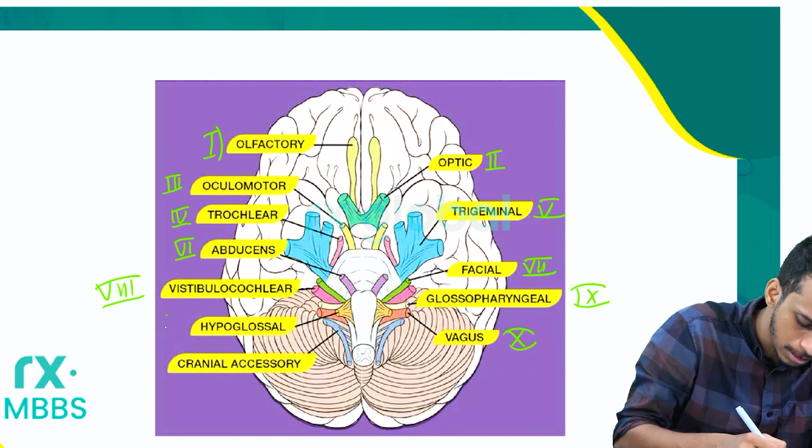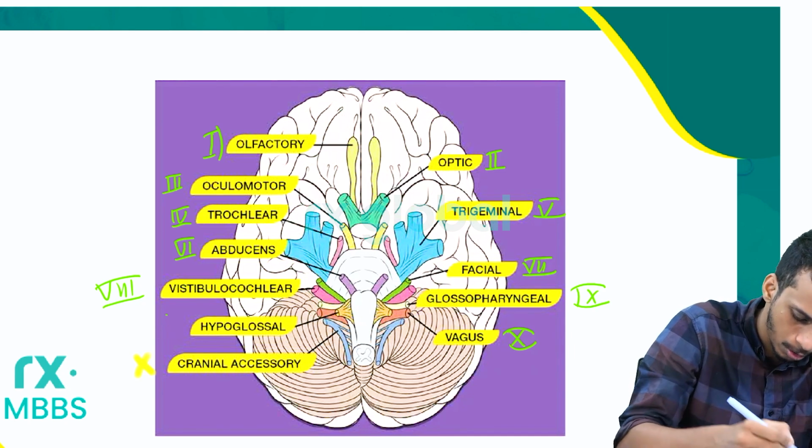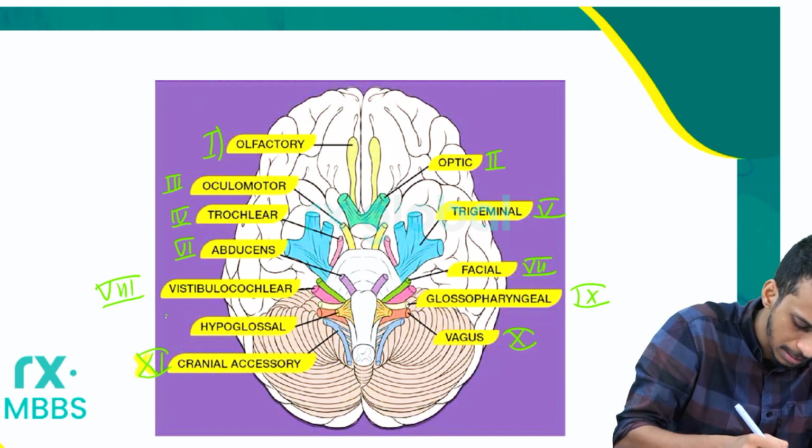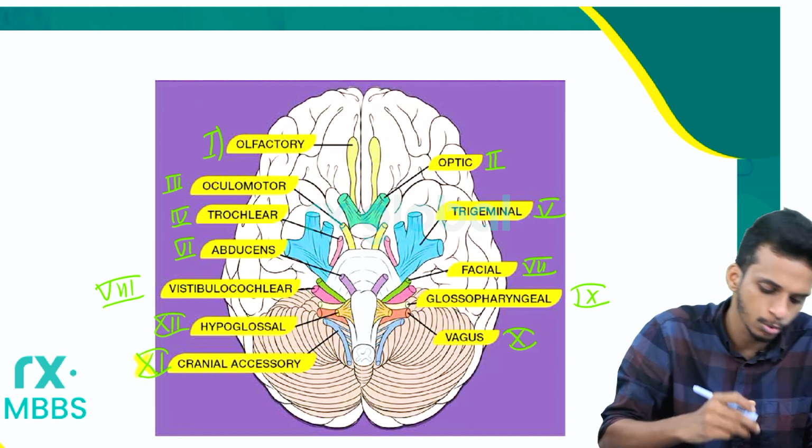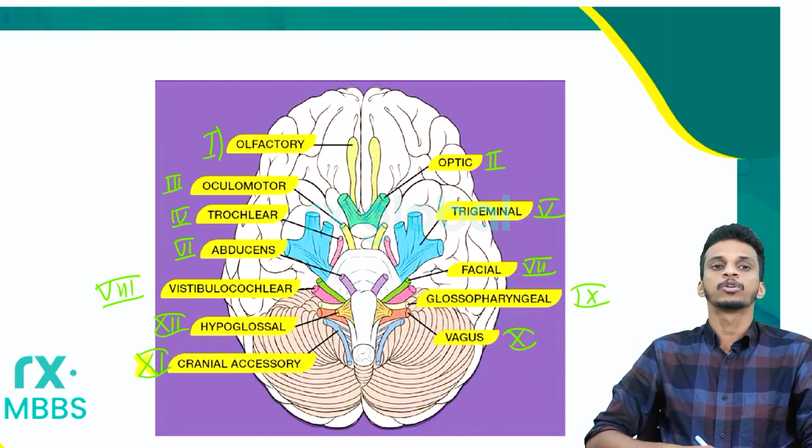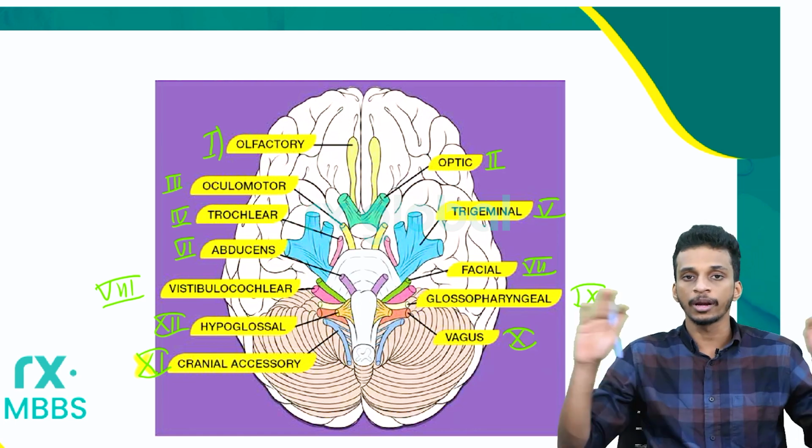The order is reverse here. Spinal accessory is my 11th cranial nerve, not hypoglossal. Spinal accessory is my 11th cranial nerve, and hypoglossal is my 12th cranial nerve. So these are the 12 cranial nerves.